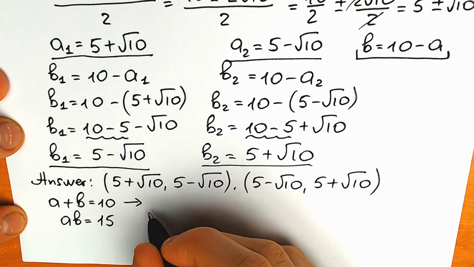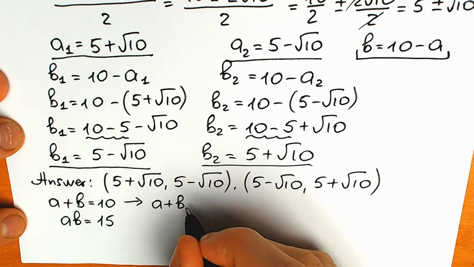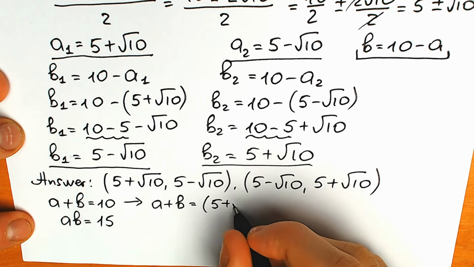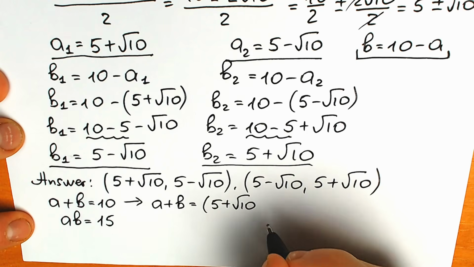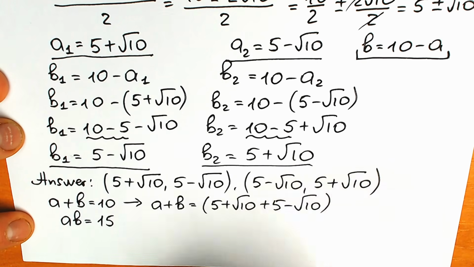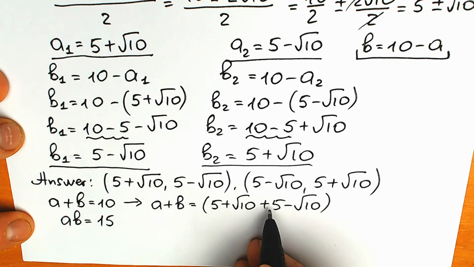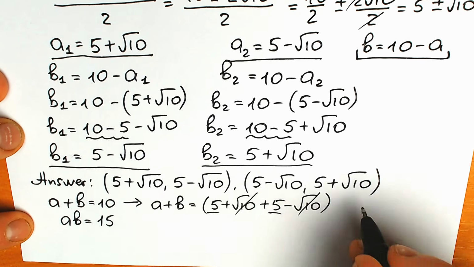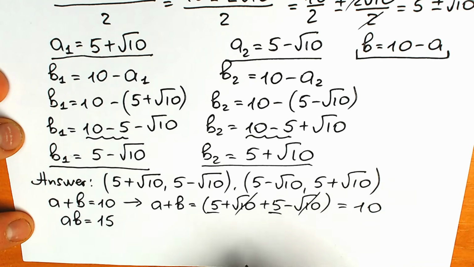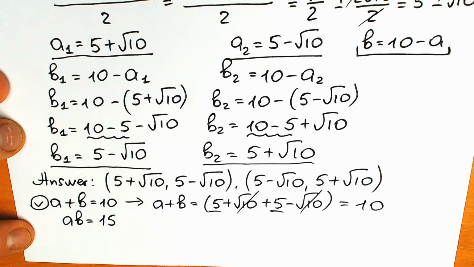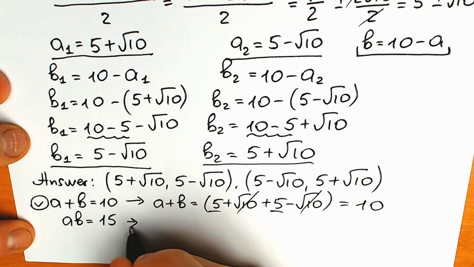So we have addition of a plus b equal to, let's check this one. 5 plus square root of 10, and plus 5 minus square root of 10. We're going to cancel the square root signs. We have 5 plus 5 equal to 10. So addition works absolutely perfectly. Addition is great. Right now, let's check real quick our multiplication.